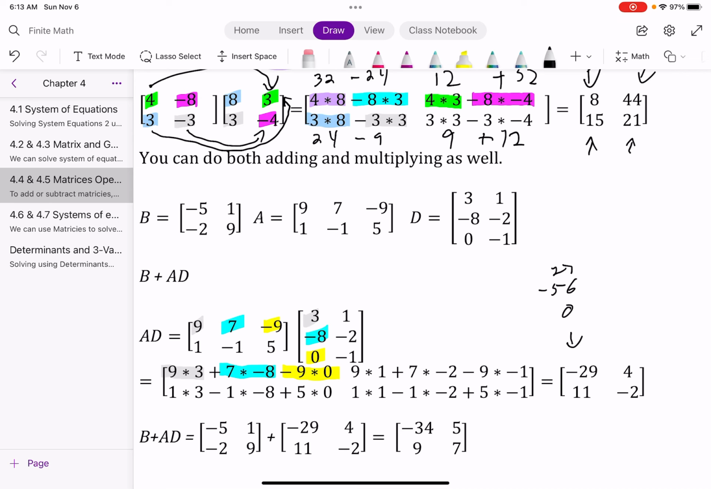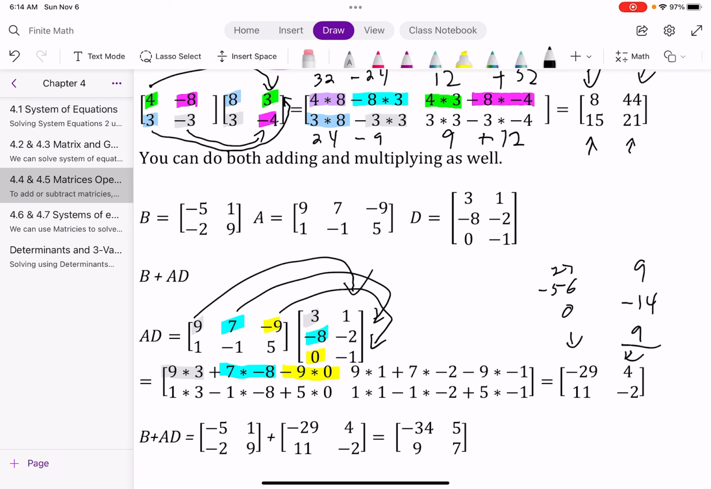And then you'll do, for the next number in the first row, times all of the next column. So 9 times 1, 7 times negative 2, and 9 times negative 1. Do all those up. So 9 times 1 is 9. 7 times negative 2 is negative 14. And then negative 9 times negative 1 is positive 9. 9 and 9 is 18. Minus 14 is 4.